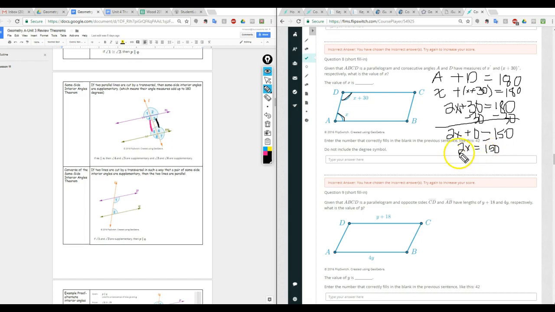Now 2 is multiplying to x, so we're going to use the division property of equality. So divide by 2, divide by 2. 2 divided by 2 is 1. So I have 1x equals 150 divided by 2, which is going to be 75.